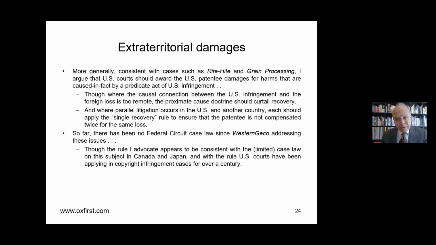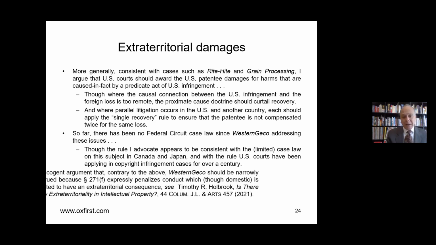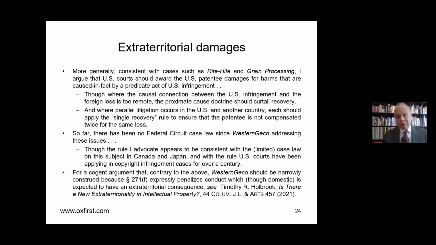So to the extent the copyright cases have been correctly decided, the patent case law seems to me should be consistent with that. Not everyone agrees with this, so for a cogent argument that everything I've just told you is wrong and that Western GECO should be applied more narrowly, I would recommend Professor Holbrook's article in the Columbia Journal of Law and the Arts.